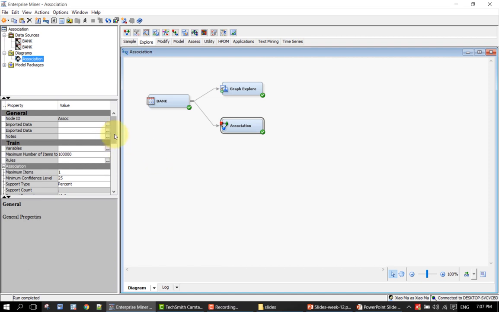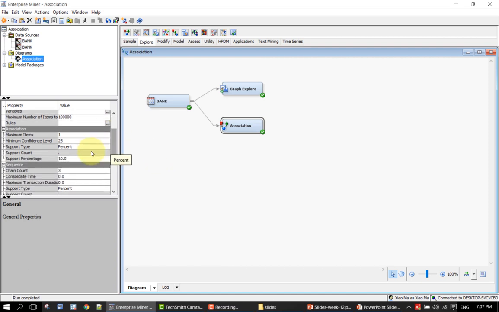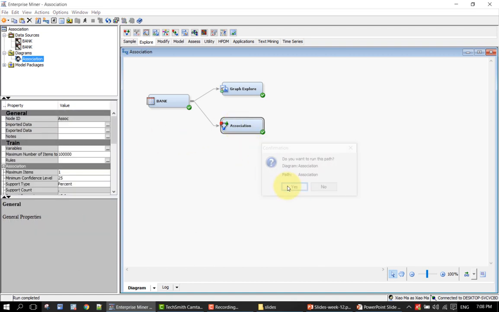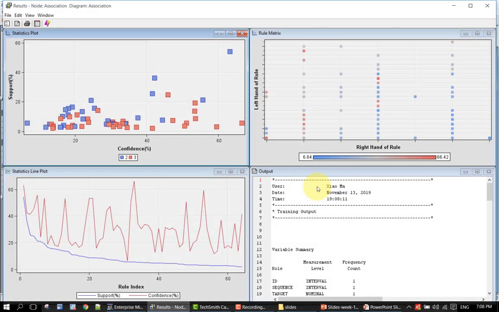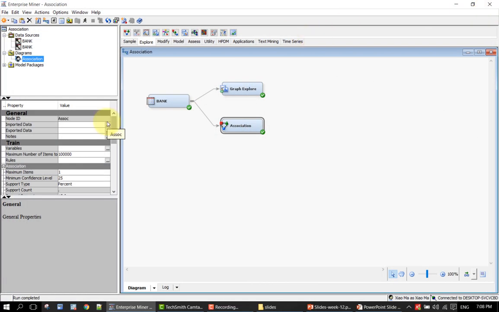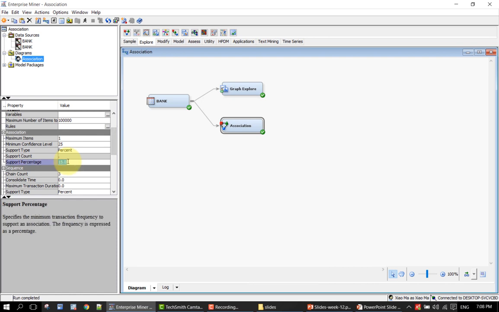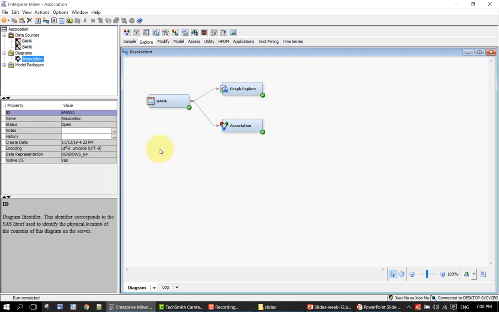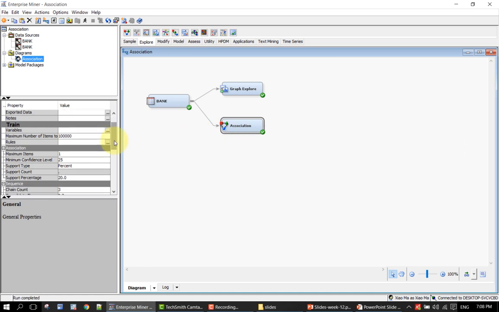Hold on. This is not what I intended. Support type. Today, maybe I need something higher. Still fairly a lot. I want the numbers to be higher because I want to simplify the results so that it's more clear. My target is 12 rules. So I'm increasing the thresholds.